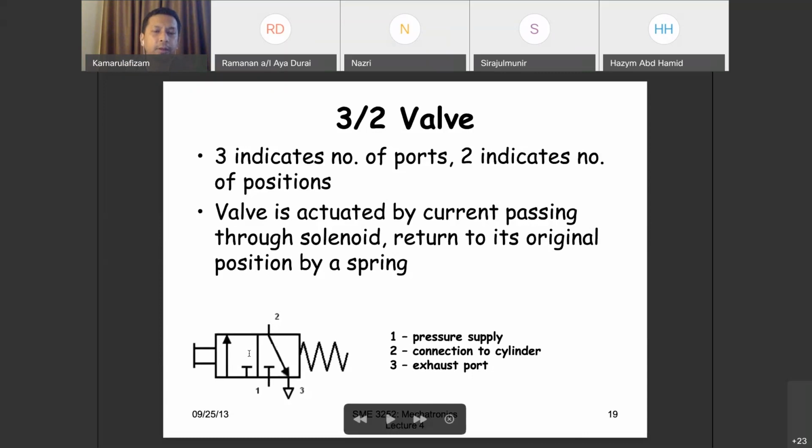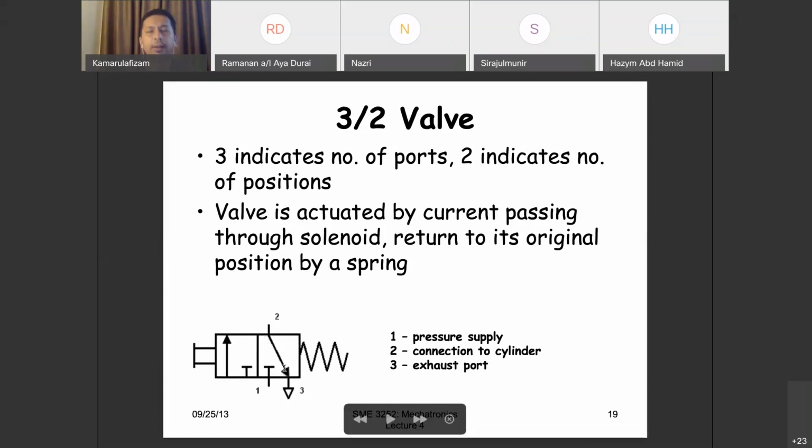Bila solenoid tu diaktifkan, liang nombor 3 akan ditutup, liang 1 dan 2 akan ada flow ke arah 1 kepada 2. Dalam initial state, flow adalah 2 kepada 1, 2 kepada 3. Dalam keadaan you actuate, flow adalah 1 kepada 2. Okay, this is how lah. Okay, kalau tengok kat sini mapping 1, 2, 3, sini bersama 1, 2 dan juga 3.